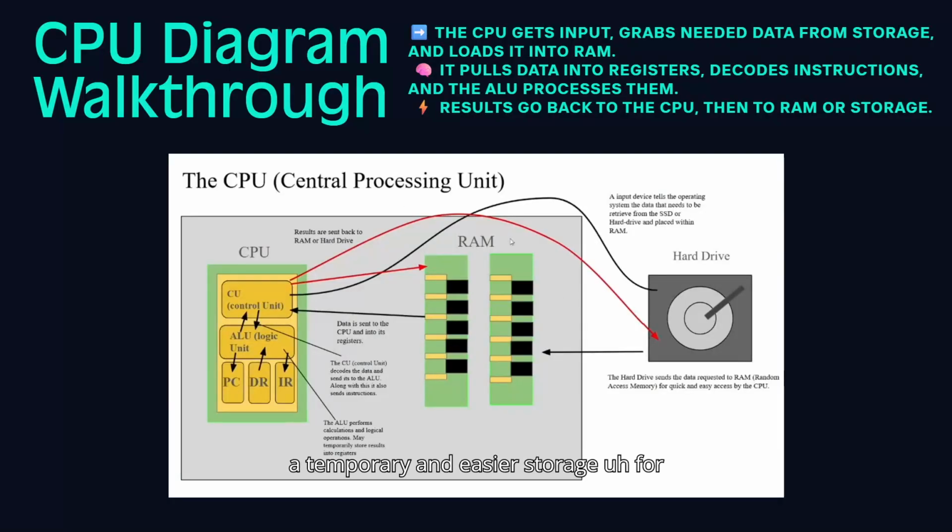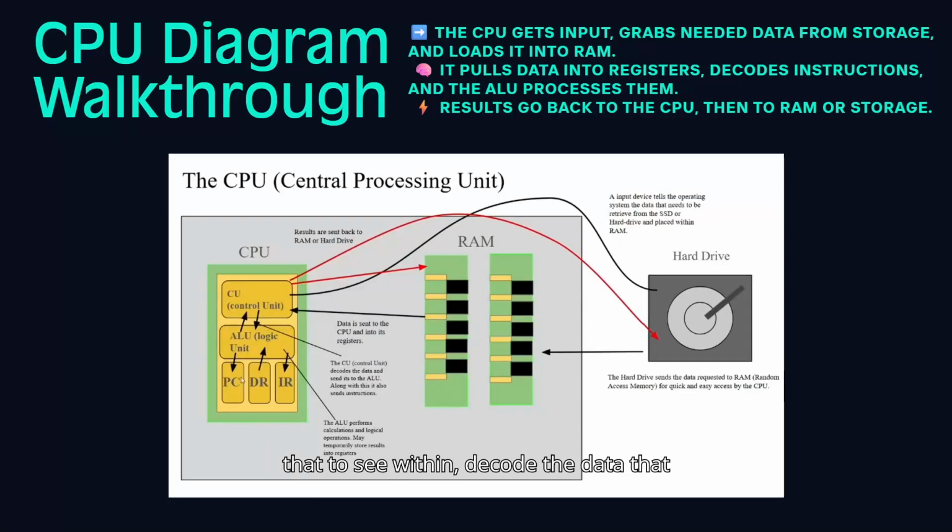RAM is just a temporary and easier storage for information accessed by the CPU. From there, your CU will then determine what kind of information or data it needs to be requested from RAM, and then it will be sent from the RAM to the CU. This data or information will be stored within the registers within the CPU for quicker and easier access. These are temporary registers, so they don't permanently hold information.